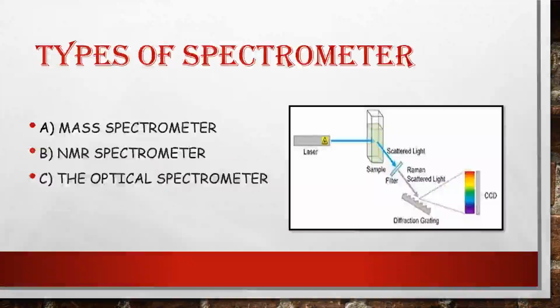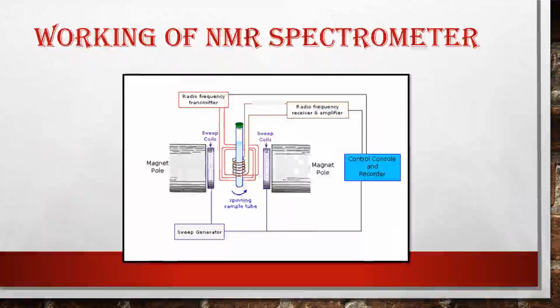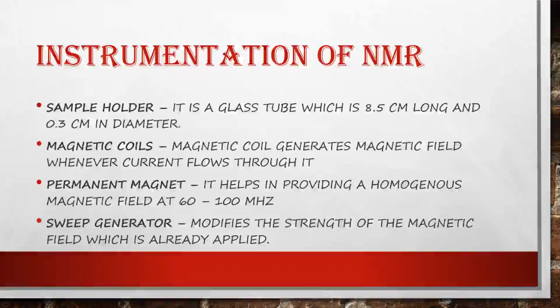Now there are the types of spectrometer. So there is the mass spectrometer, NMR spectrometer, and the optical spectrometer. In this slide, the whole process of the NMR spectrometer is diagrammatically explained, and this shows the working of the process. Then comes the instrumentation of NMR.